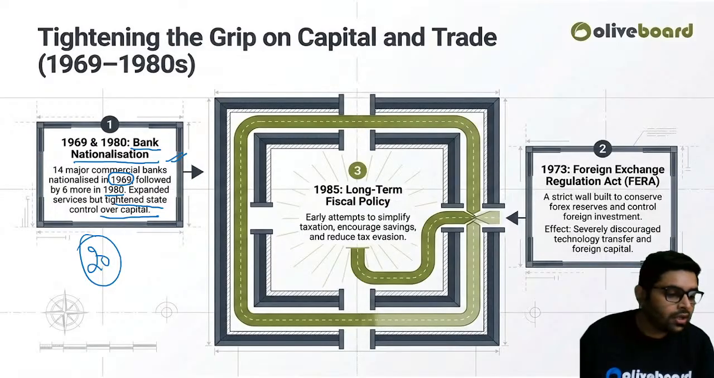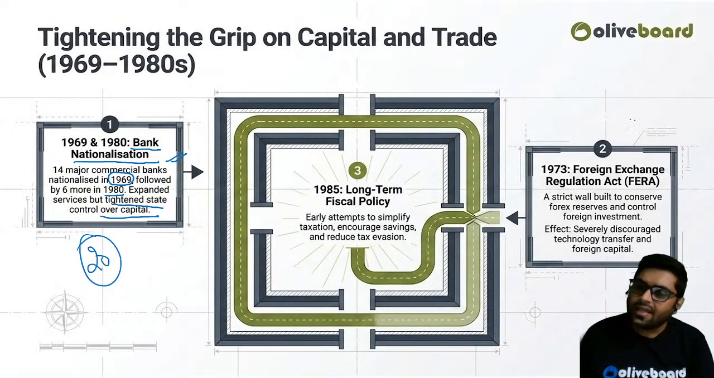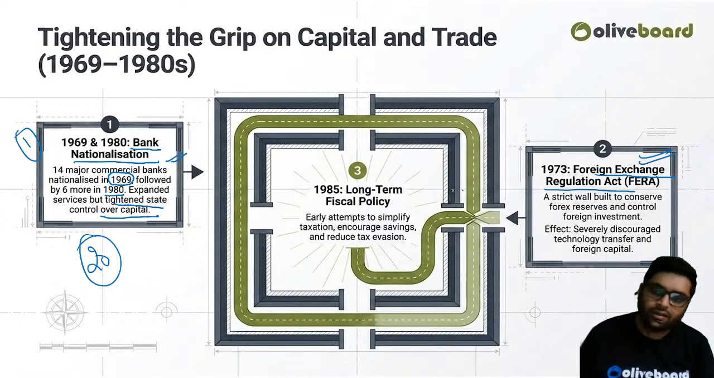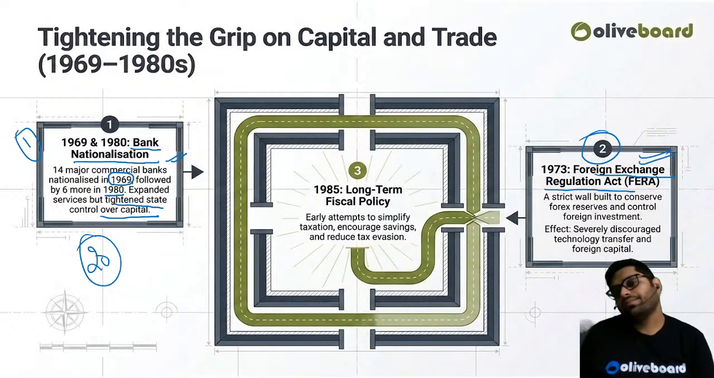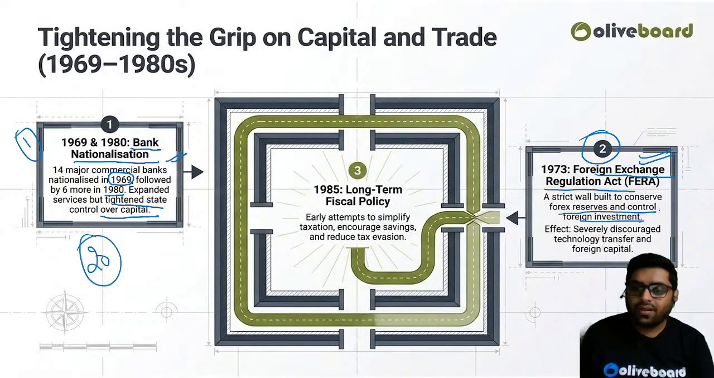Okay, got my point? Okay, next, Foreign Exchange Regulation Act 1973. When we talk about economic reforms, this is important. Second, we have FERA, a strict wall built to conserve forex reserves and control foreign investment. There shouldn't be haphazard, endless control on forex. No, it was to be reserved and controlled by FERA. In fact, it severely discouraged technology transfer and foreign capital.